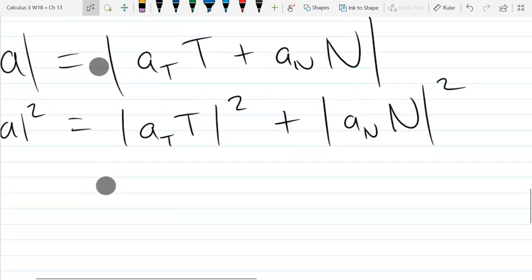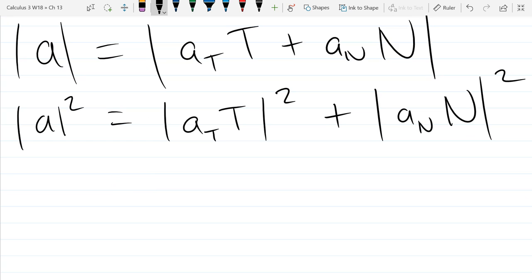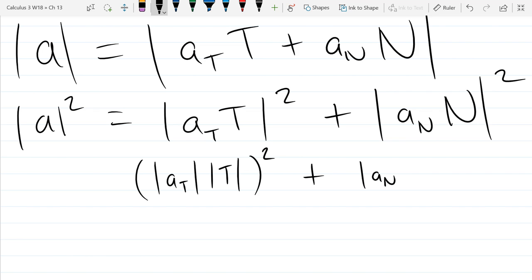So now we're going to look at some algebra here. We have a scalar times a vector magnitude. So it's the absolute value of the scalar times the magnitude of the vector. And we're going to be squaring these. And we're going to do the same thing over here: the absolute value of the A_N scalar times the magnitude of the N vector. Still squaring that.